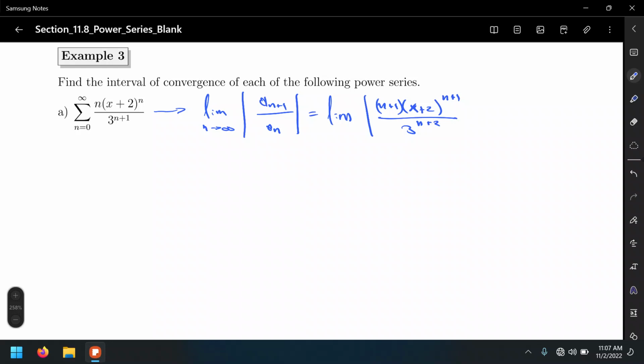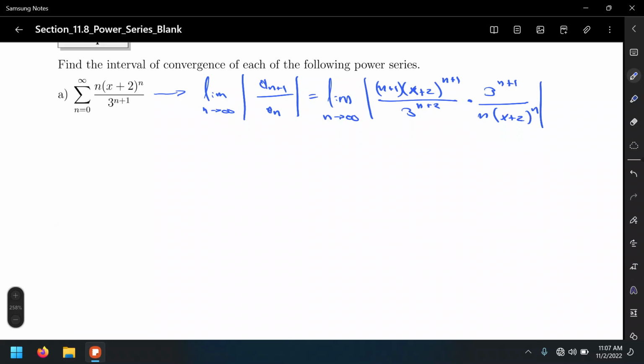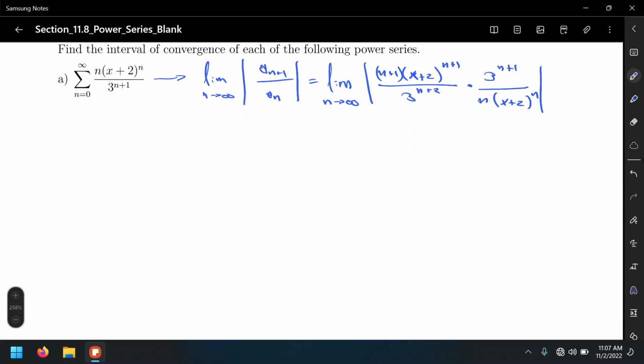When we did the ratio test, what we did is divide by the original rule. But remember how weird that quotient looked? So in this case, I'm going to skip that step, and instead of dividing by a sub n, I'm just going to go straight to the multiplication by the reciprocal of this, which is 3 to the n plus 1 over n times (x plus 2) to the n power, as n approaches infinity. And so let's do all the required algebra to simplify this expression as much as possible.